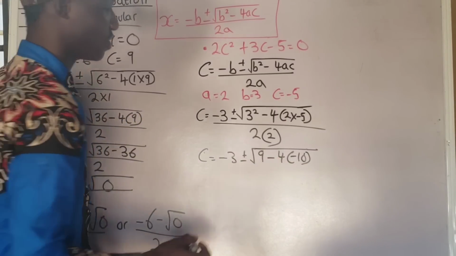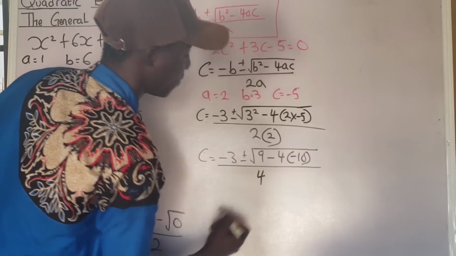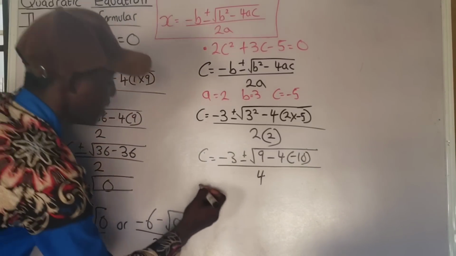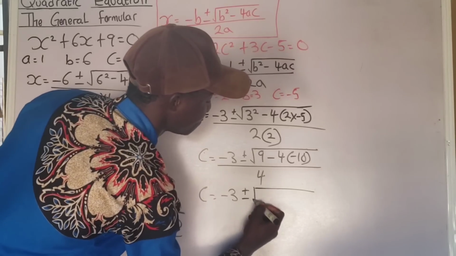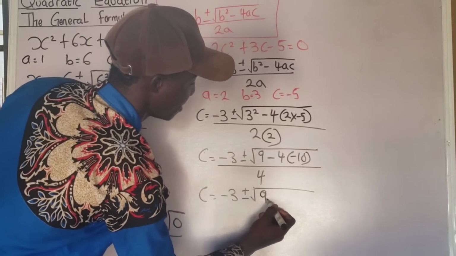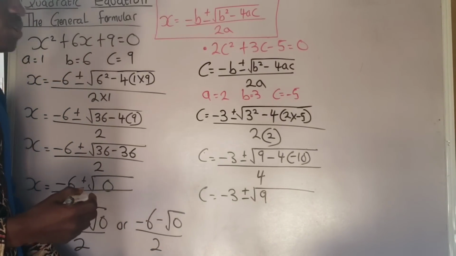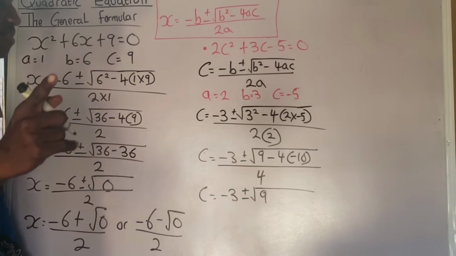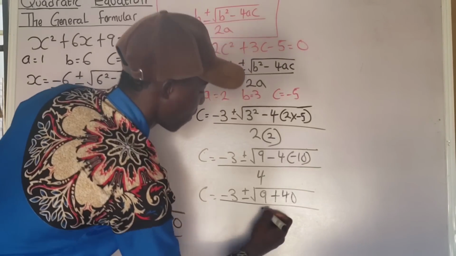You understand? Okay, all over 2 times 2 is what? 4, all over 4. Do you understand? Okay, C equals to negative 3 plus or minus square root of 9, negative 4 multiplied by negative 10. What will be the answer? Positive 40. So I'm going to have positive 40 all over 4.